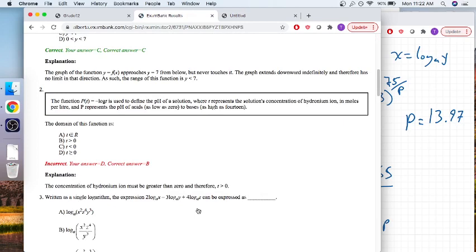Conclusion: hydronium ion concentration must be greater than 0. Okay. Basically, we can't have a 0 concentration, is what I'm guessing.